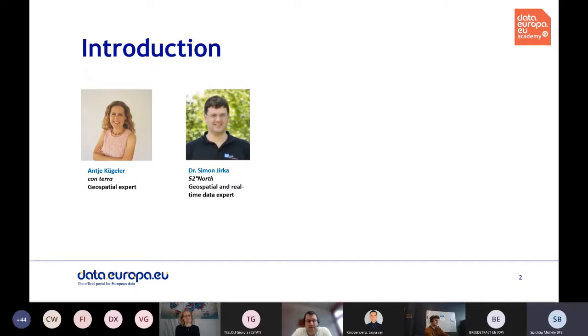Okay, thank you very much, Antje. I would also like to introduce myself. My name is Simon Jöcker. I'm working at 52 North, a small research and development oriented company based in Münster, Germany. Our focus is to work on applied research on advancing spatial information infrastructure concepts.